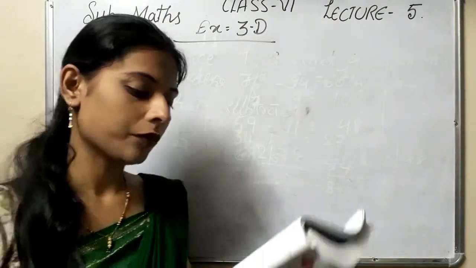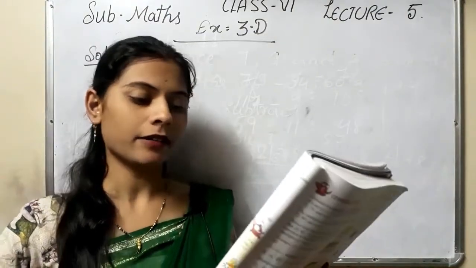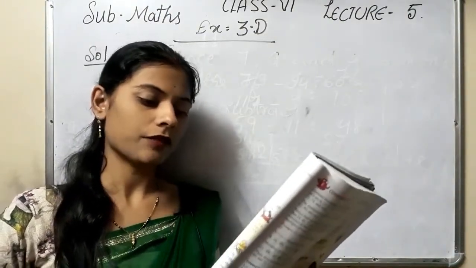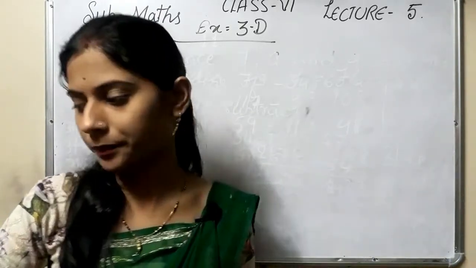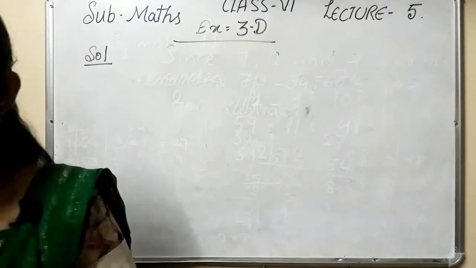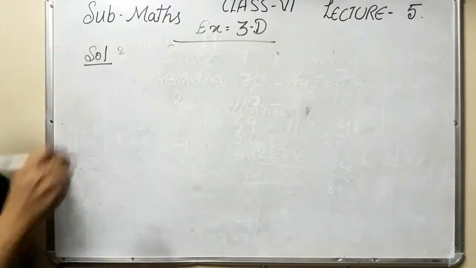See question number 2. Find the greatest number that divides 129, 161 and 224, leaving a remainder of 5, 6 and 7 respectively. Solution number.